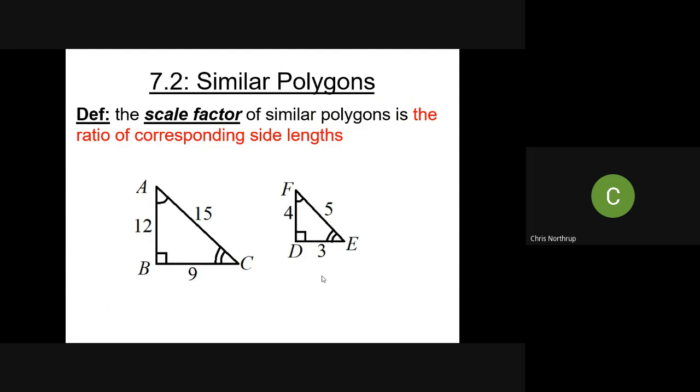And in fact, we're probably going to be doing a project at the end of this chapter where you apply this concept of scale factor. This is something people use all the time in day-to-day life. That's actually going to do it for 7.2. You should be good to go for those questions on Schoology.